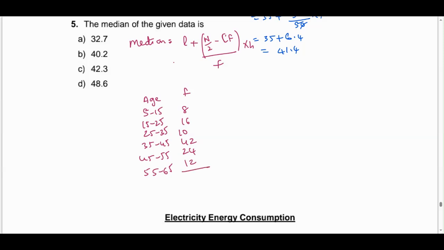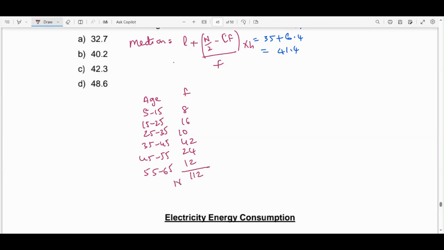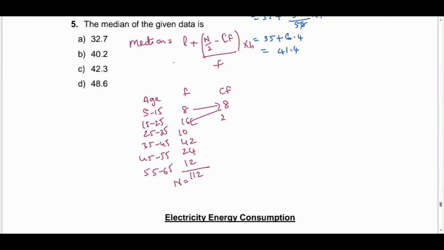When you add this you get 112. That is your n value. So here it is CF, cumulated frequency. The first one you'll write 8. Then you'll add it with the one below. 8 plus 16 is 24.